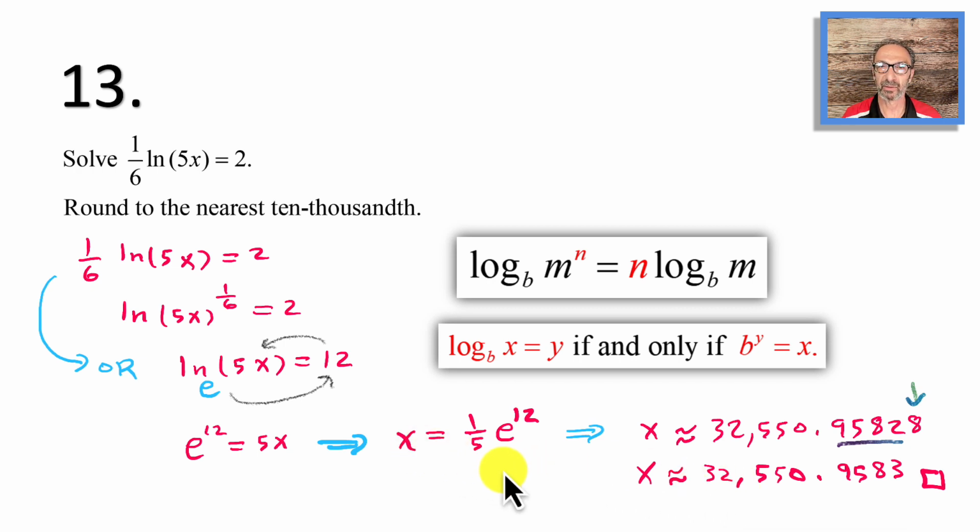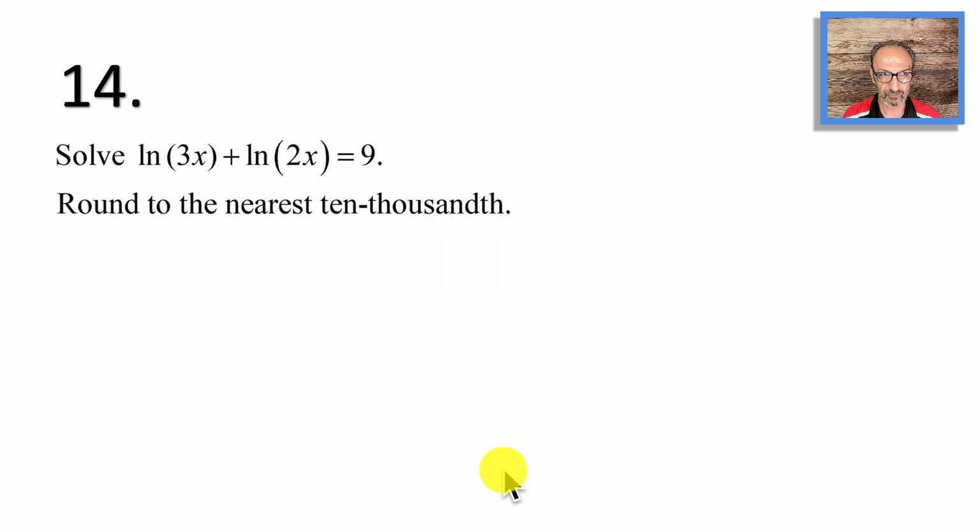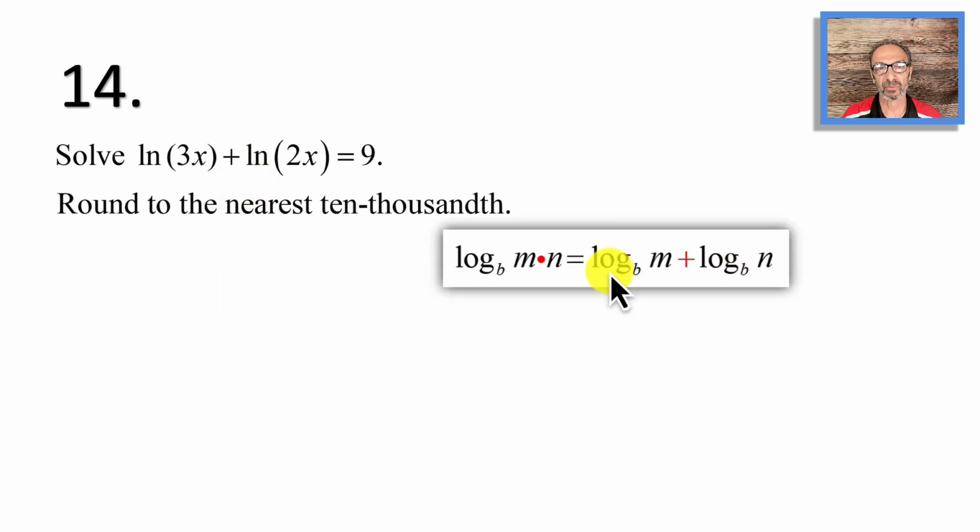Let's try another example. Solve the following. Well, the left side is a sum of 2 logs, or 2 lns. We need to put it back in 1 log using the product rule. So log m plus log n base b equals log of m times n, of course the same base b. So on the left, it's base e. So this rule applies also to what we have.